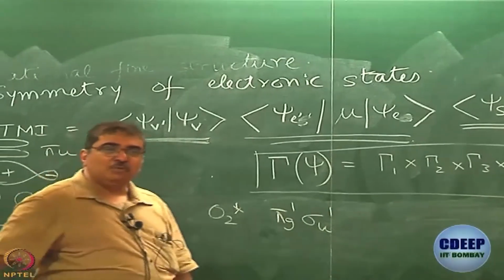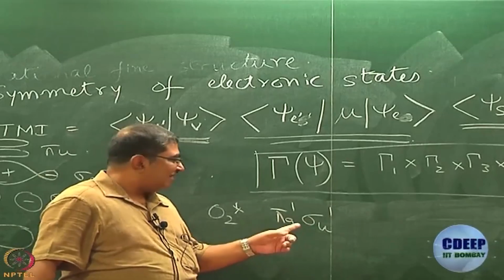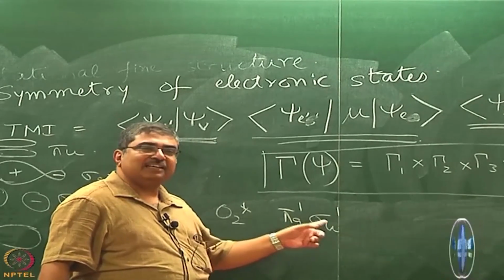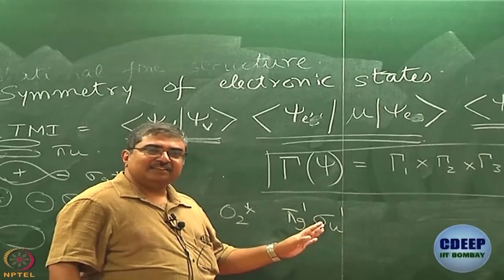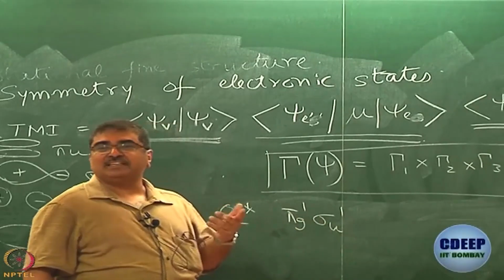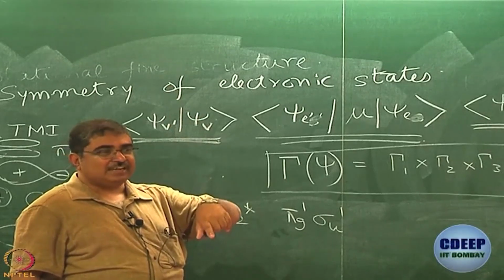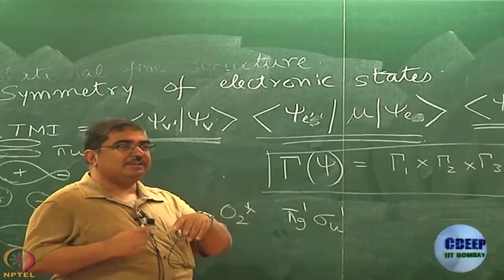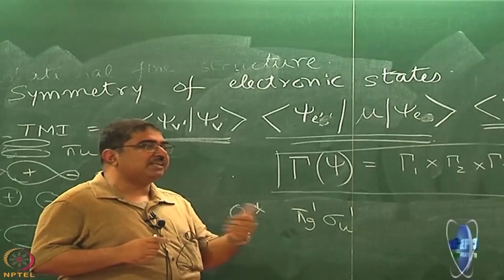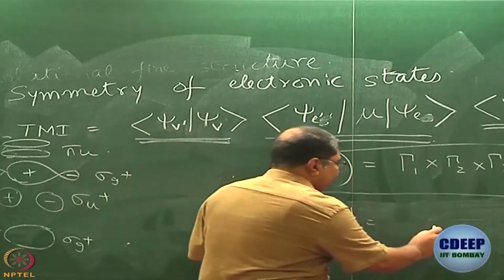In fact, you do not even have to look at the character table for this one at least. As Manthan is saying, when you have a product of Gerade and Ungerade, of course, it is going to be Ungerade. Is that right? Because Gerade or Ungerade depends on the character of your inversion, I. For Gerade it is +1, for Ungerade it is -1, 1 into -1 is -1, Ungerade. So, it is Ungerade.